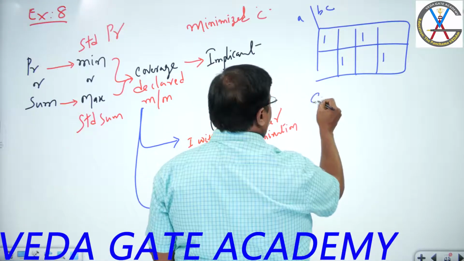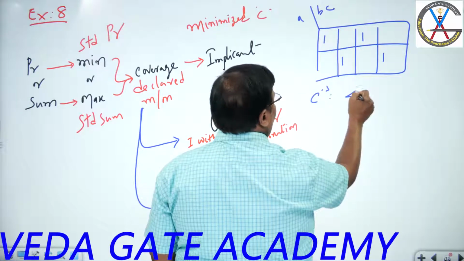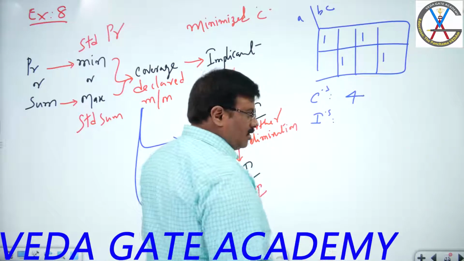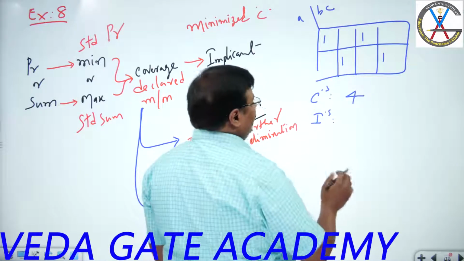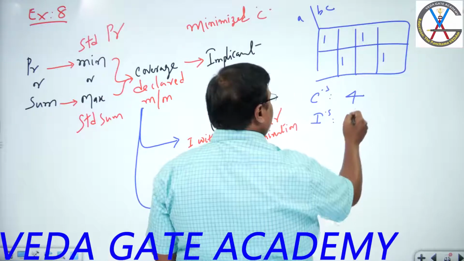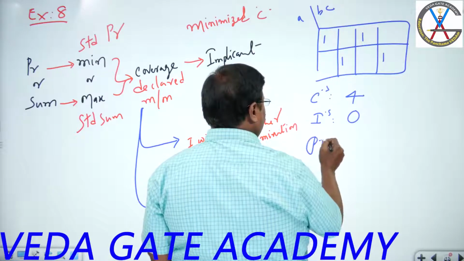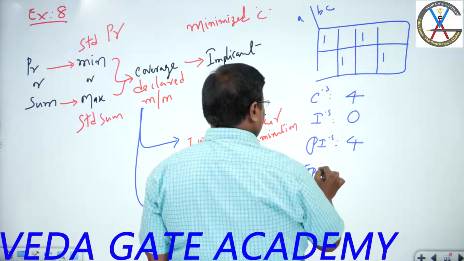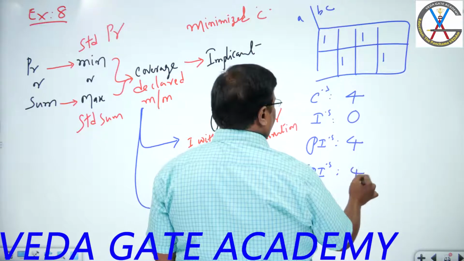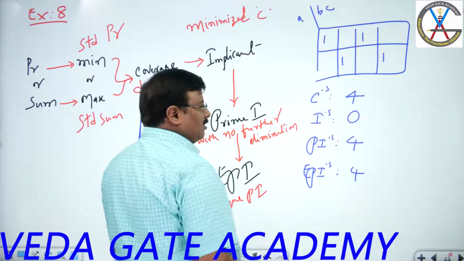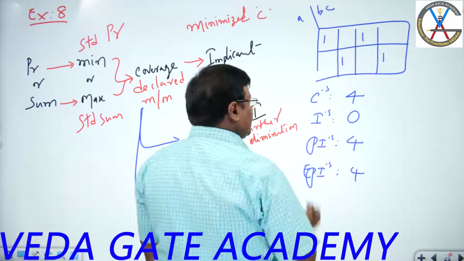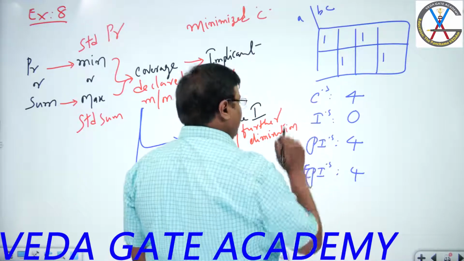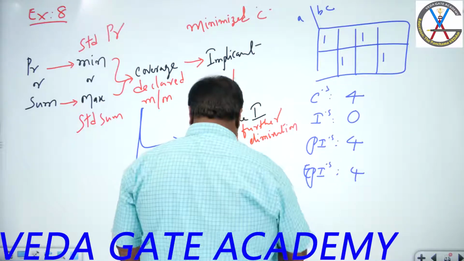Say coverages are 4, implicants are no minimization, as I have already explained. No minimization, not even a single square minimized, 0. Primes 4, E primes are also 4. How come primes and E primes are 4 when implicants are 0? Because prime must be implicant and E prime must be prime implicant? Yes.